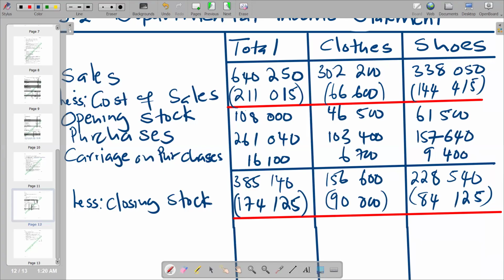So this is what we have. Then to get our gross profit, it is going to be here. For gross profit, we just say sales minus cost of sales. For the total, 640,250 minus 211,050, you get your gross profit as 429,235.